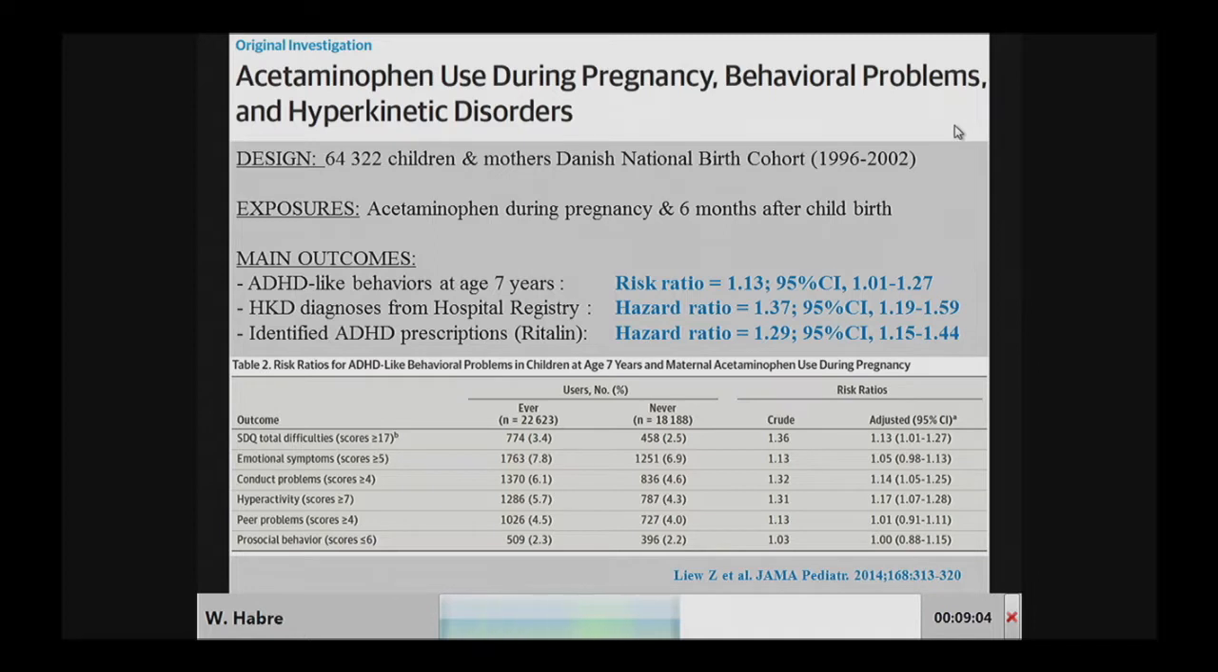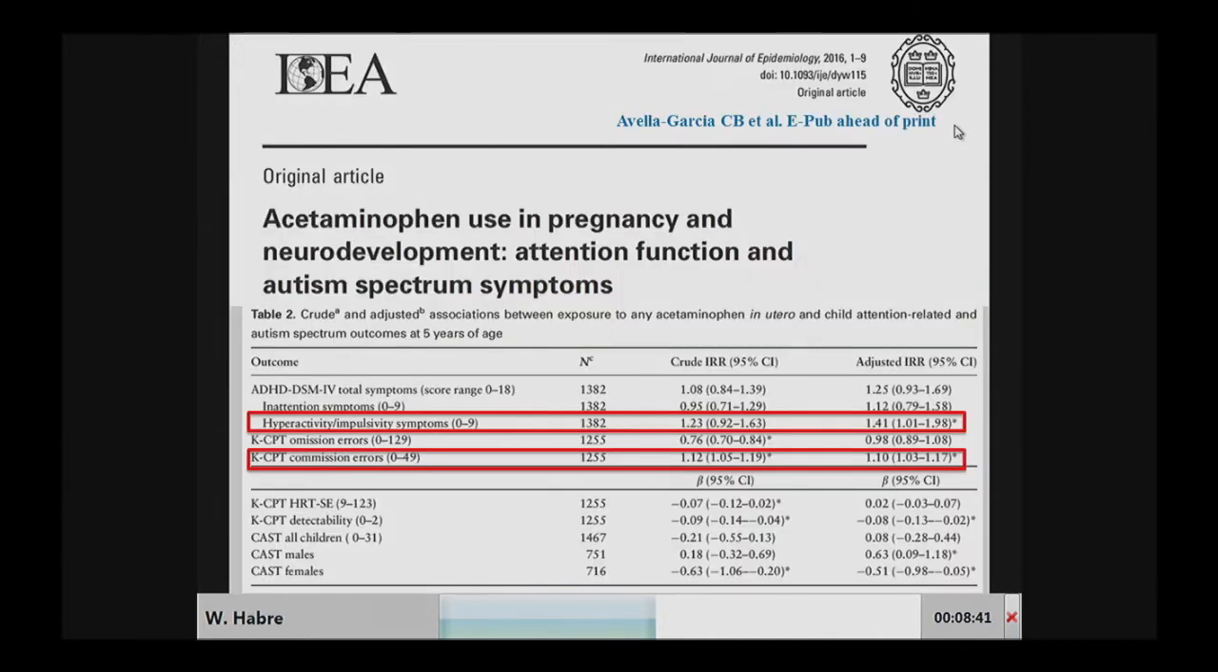You know that in Denmark, when you are born, you have a number that follows you until you die. And the people have a big database, even any prescription is inside. So they looked at 64,000 children over 7 years, whether they had been diagnosed either in the hospital or prescribed Ritalin for ADHD, and you can see that there was an association.